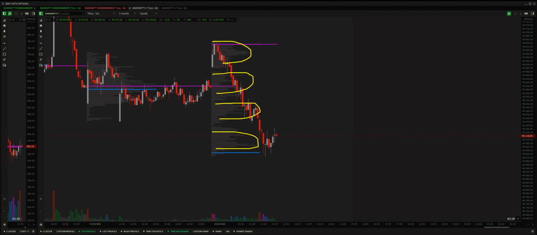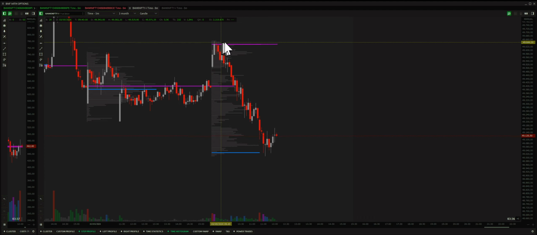Okay, so as discussed, as the name says, the high volume nodes are these places where the volumes are protruding, and they are places where the volume transacted is higher than generally the other places. And a low volume node is places like these. Okay, so I will just mark them. If you see very closely, these are places where very low volumes were transacted.